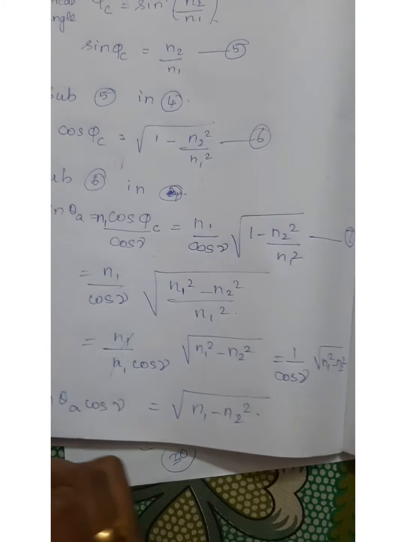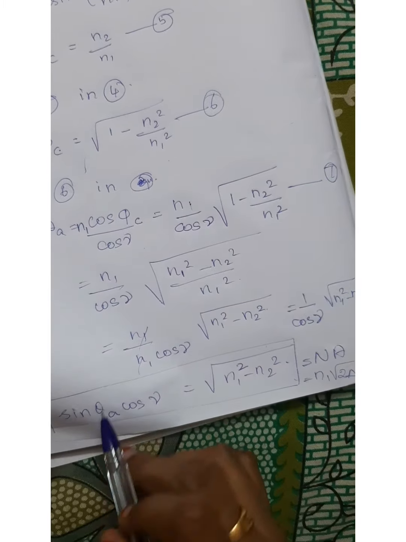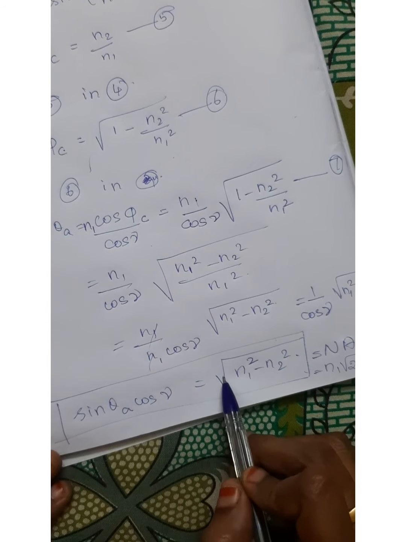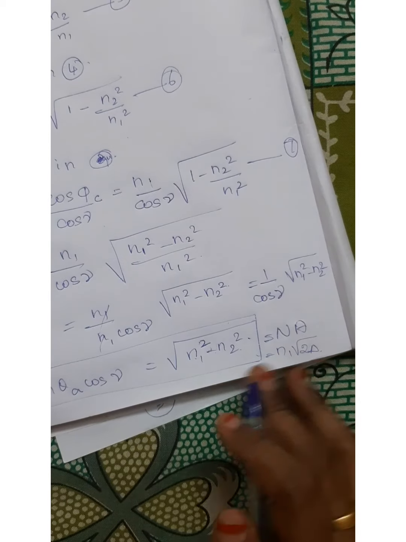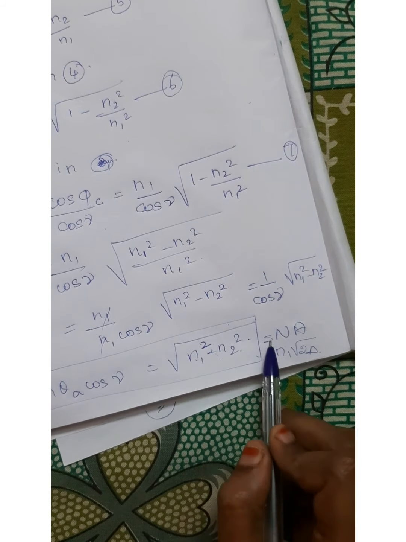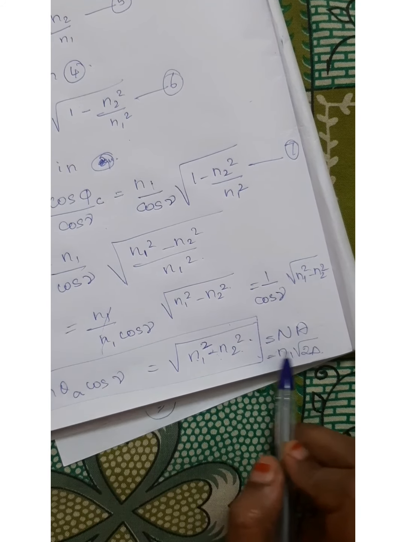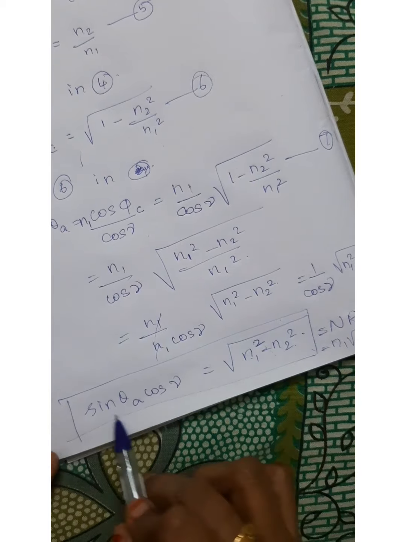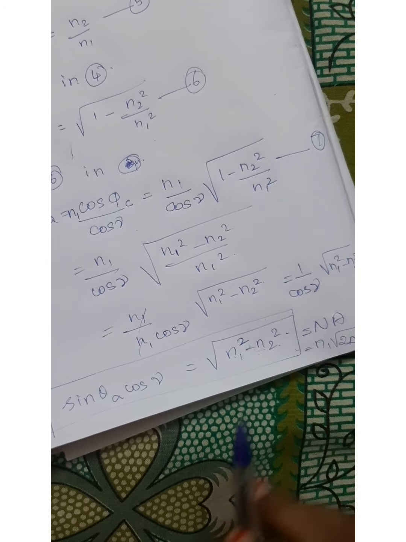This is the skew ray equation. Sin theta A cos gamma equal to root of n1 squared minus n2 squared. This root of n1 squared minus n2 squared is the numerical aperture. It can also be represented with another value, that is n1 into root of 2 del. So this is the skew ray equation: root of n1 squared minus n2 squared is equal to numerical aperture.